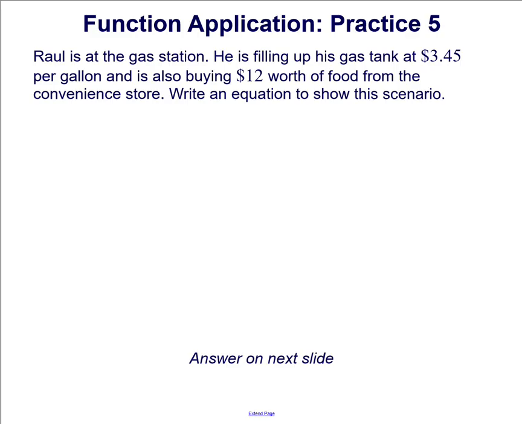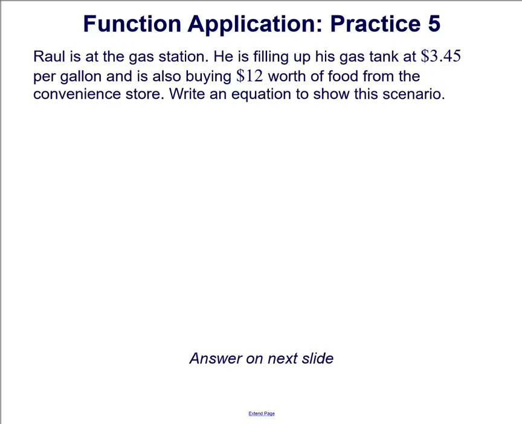Function application practice number 5. Raul is at the gas station. He is filling up his gas tank at $3.45 per gallon and is also buying $12 worth of food from the convenience store. Write an equation to show this scenario. Pause the video, determine what the equation is, and when you've figured out the equation, resume watching the video to compare answers.